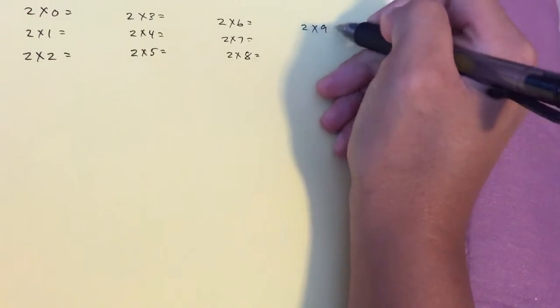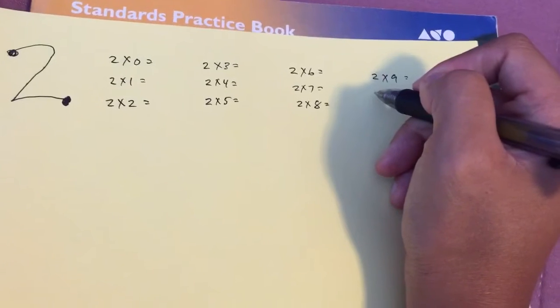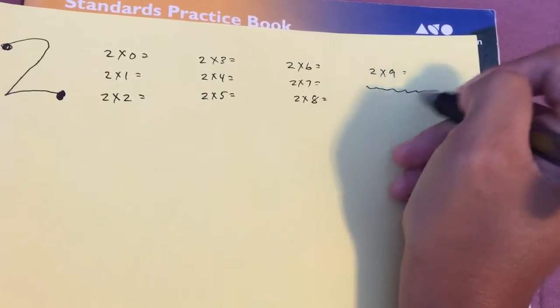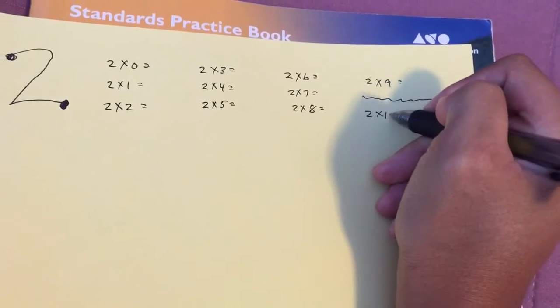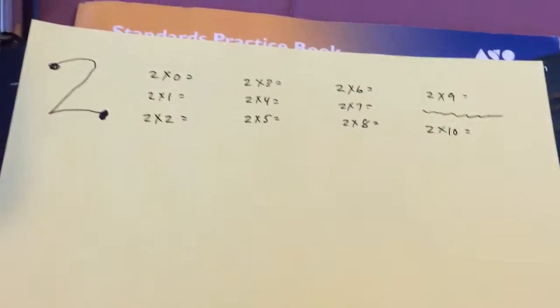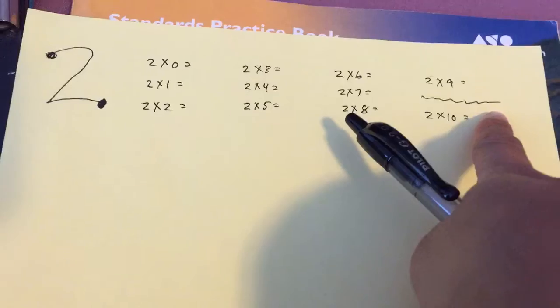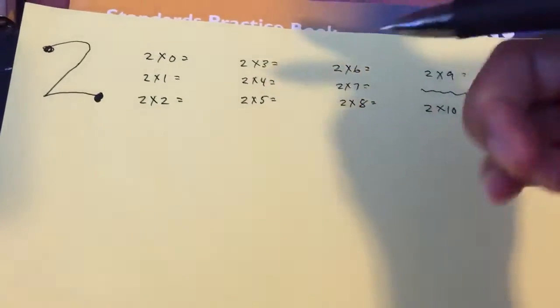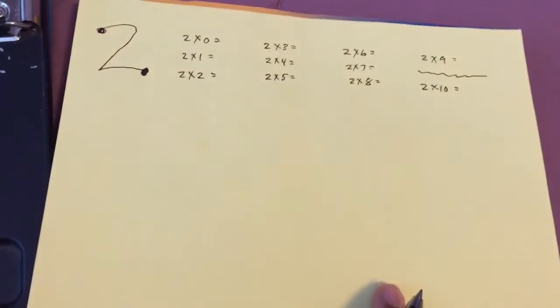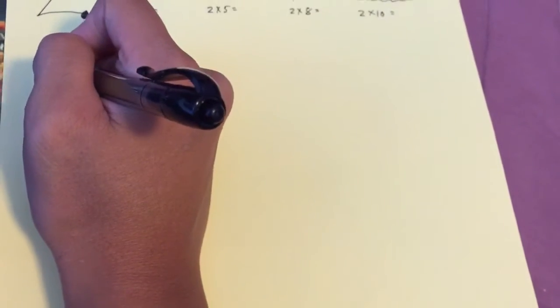2 times 9. And for division, because we're also going to be using this as we go to division, we're going to draw a line here and put 2 times 10. That line is kind of important to use, and I'll explain why more later. But what we're going to do is not solve any of it. We're going to finish creating this for all the numbers 2 through 9. And when we're done with 2, we'll start 3.